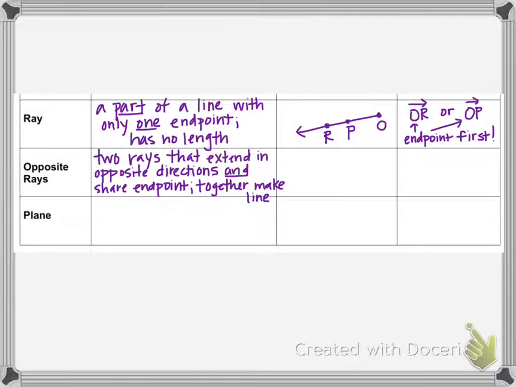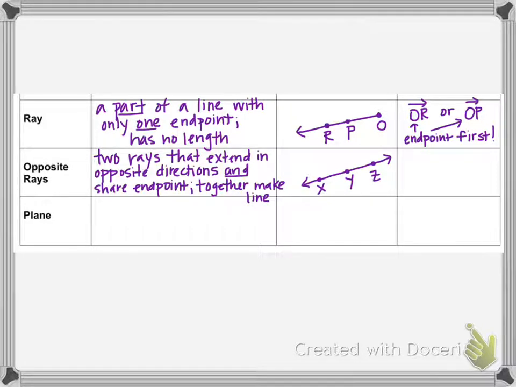Opposite rays are 2 rays that extend away from each other in opposite directions, and they share an endpoint. Together, 2 opposite rays look just like a line. When you see the sketch of opposite rays, it does look like a line.